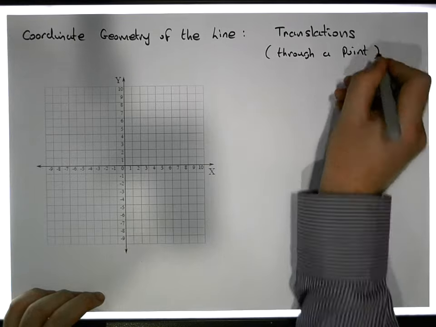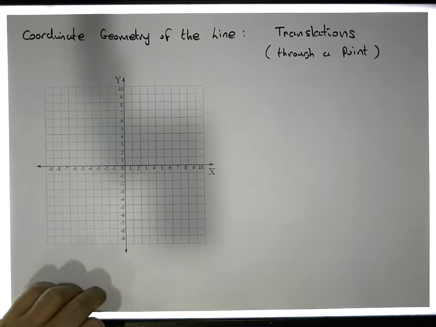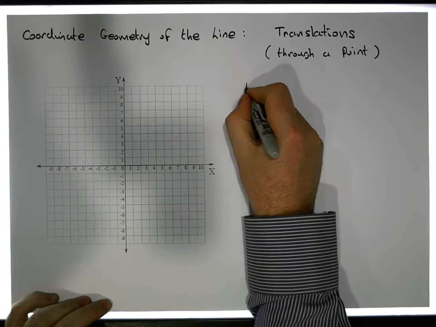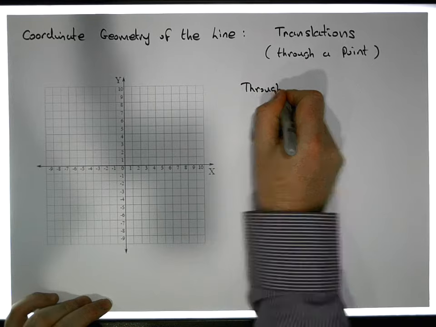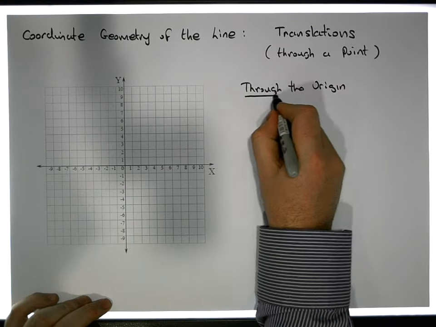Later on, in another video, we'll have a look at translations across lines and so on and so forth. But for this video, we're just going to concentrate on translations through a point, and maybe first of all translations through the origin, as our first real concept here.